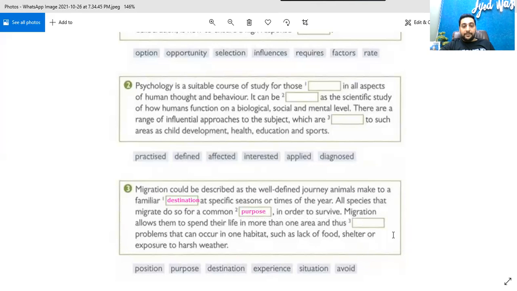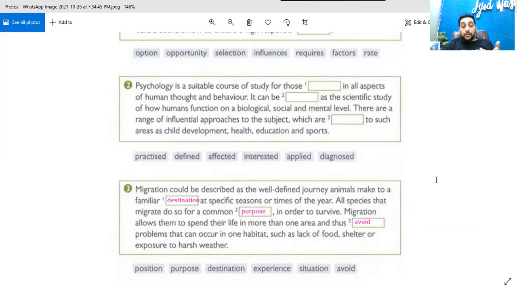And the final gap, the third one. Migration allows them to spend their life in more than one area and thus dash problems that can. Now you have to choose a verb that goes with the word problems. Avoid. Why avoid? Why not something else? There is a problem, so definitely it is to escape from the problem.